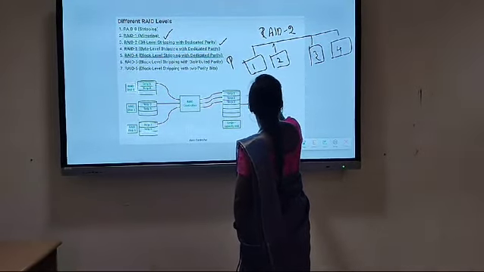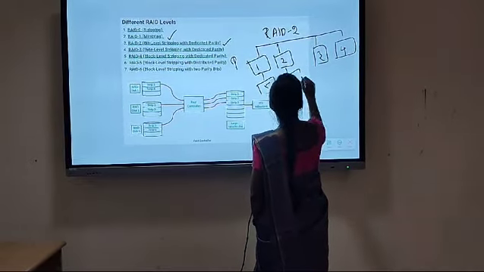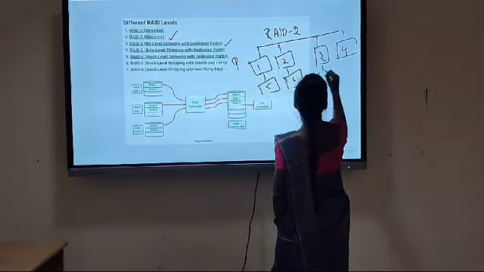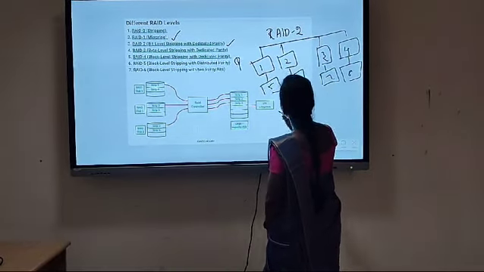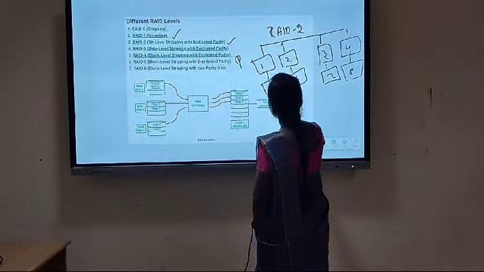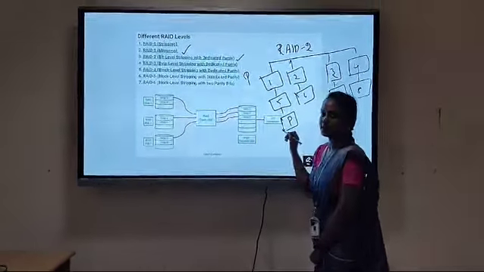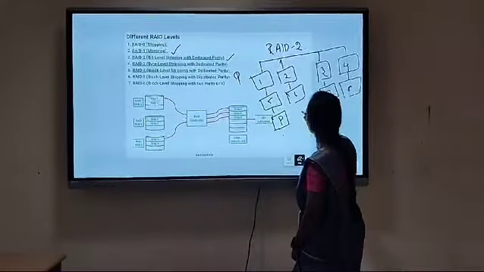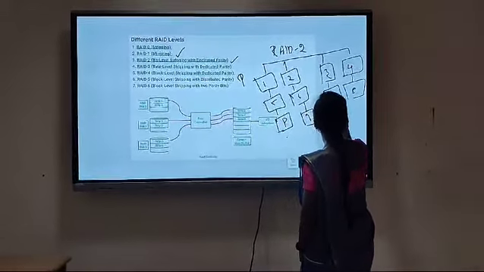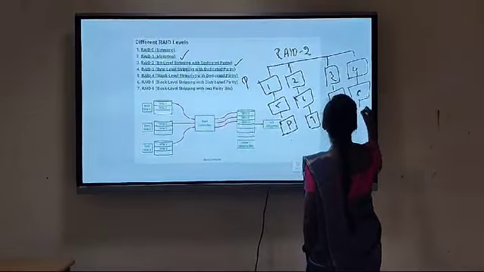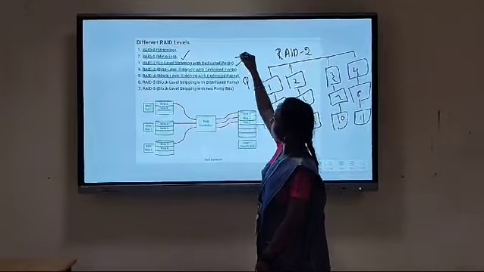We take another strip also: 5, 6 and 8. In this we add one more strip, a parity strip, denoted as P. We have only one type of parity strip in RAID level 2. In this we add only one.